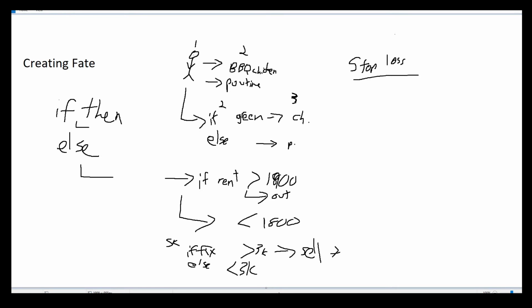If you think of it like that, like creating fate, chances are you're going to have to find a new house to begin with, or a new job, or rent somewhere, or you're going to have barbecue chicken anyway. But what are the triggers? What is the stop loss? Have a stop loss on everything, essentially.